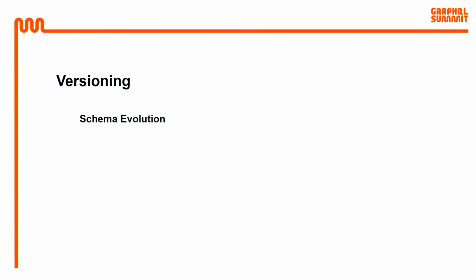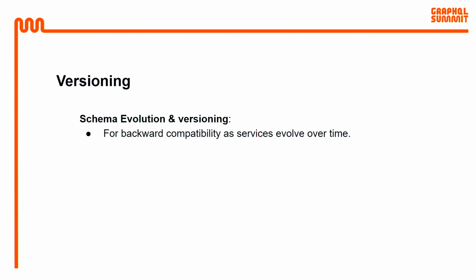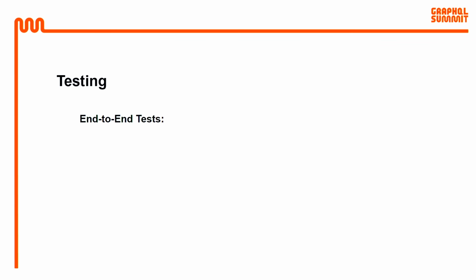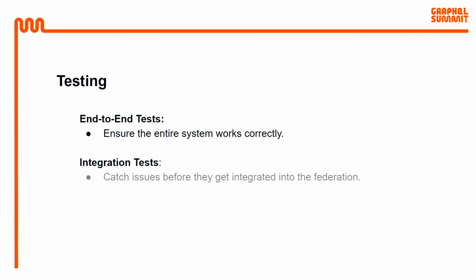It allows you to maintain and support multiple iterations of your service's schema simultaneously. Testing is very important as well. In order to maintain the robustness and reliability of your federated system, it's essential to implement comprehensive testing strategies. End-to-end comes into play here, where you are testing federated queries, ensuring that the system functions correctly as a cohesive whole. Integration tests are for thorough validation of your services. Here you're catching issues before you get them integrated into the federation.